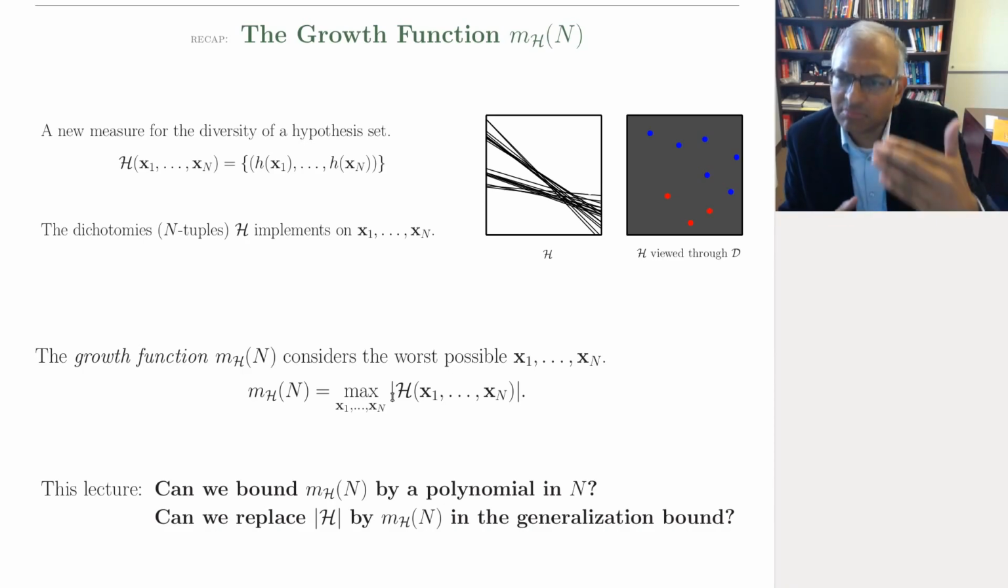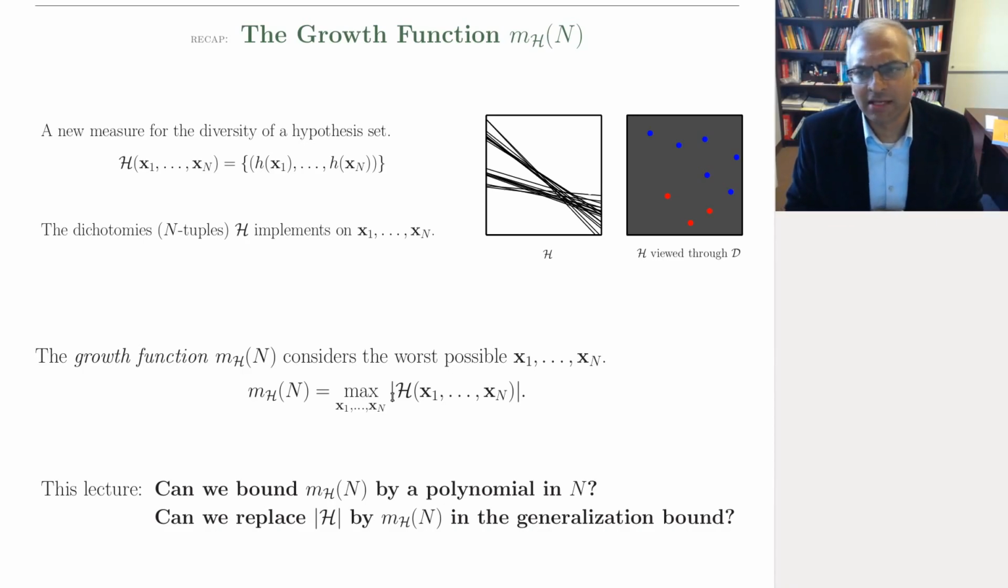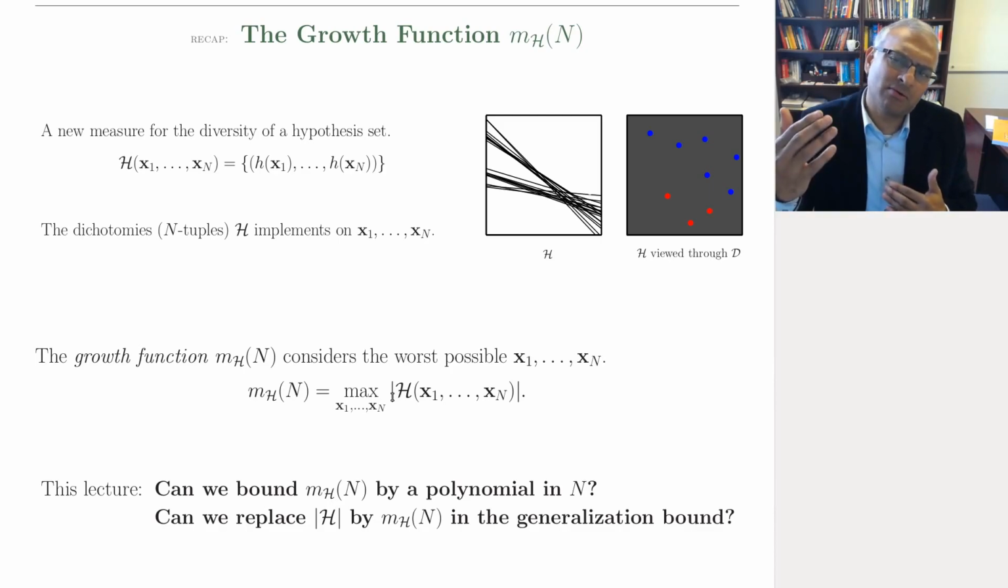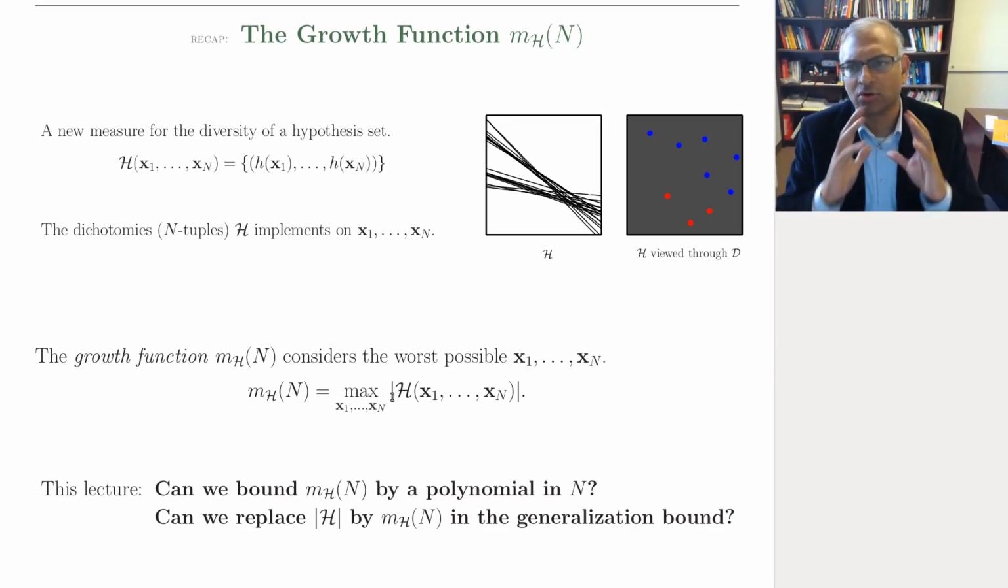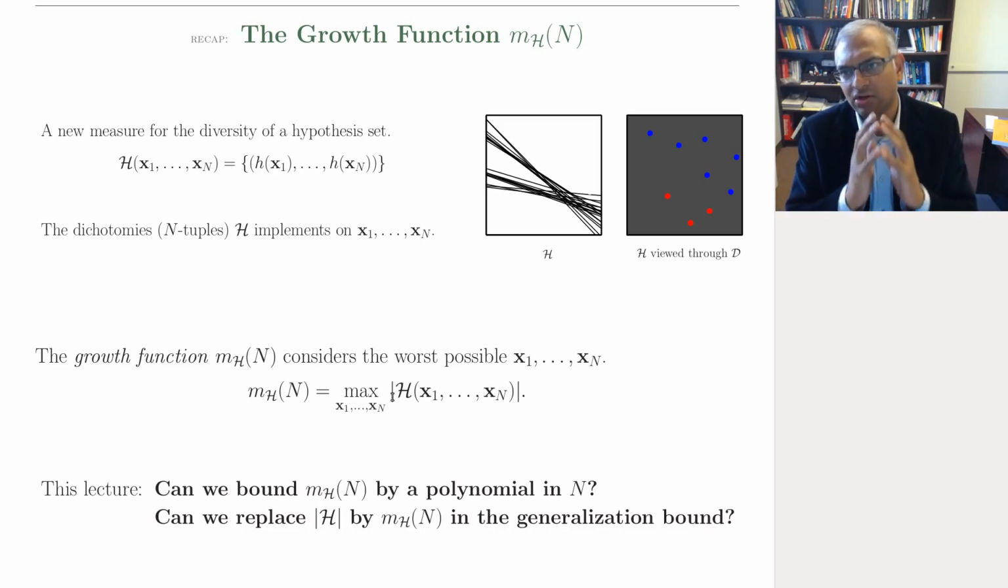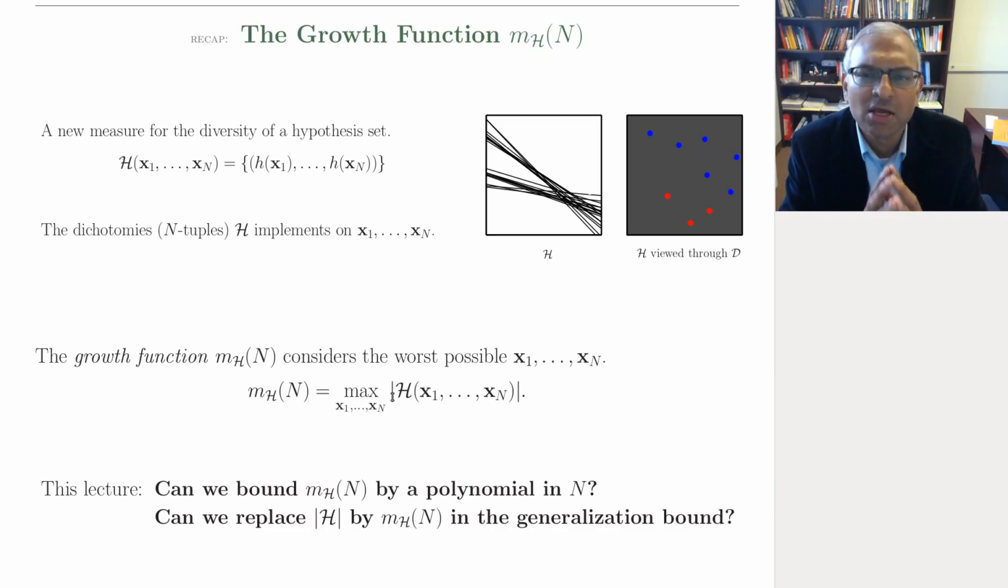Then this maximum possible complexity, this maximum number of dichotomies that can be implemented by the hypothesis set, is sort of an upper bound on the complexity of the hypothesis set as seen through any data set. This is what we call the growth function. It's the maximum number of dichotomies that a hypothesis set can implement on n points.